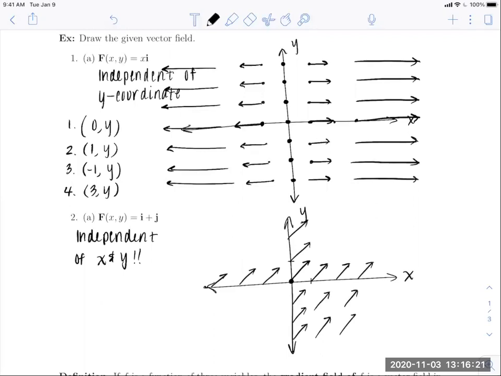These should all be the same length, and they should all have the same slope, angling up at a 45-degree angle.